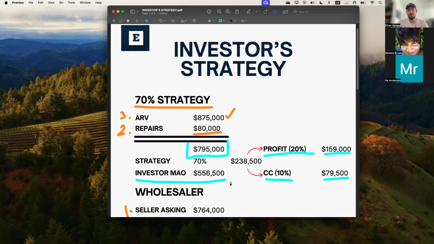This is the highest offer, or the most that the investor is willing to pay. If they want to do cash, if they want to finance it, however they want to do it, that's going to be their highest offer, because again, that's how the market is happening right now.